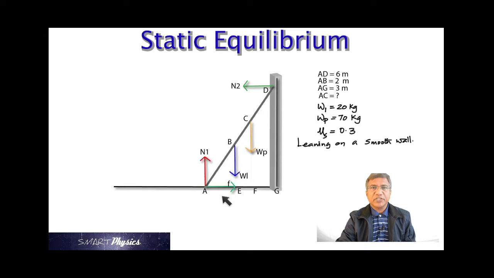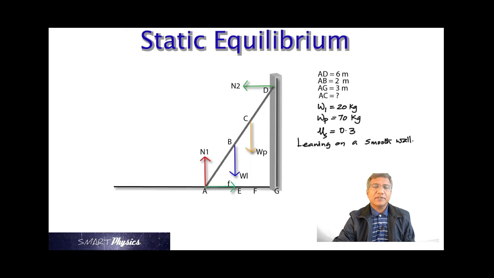F is the friction where the ladder touches the ground. And friction is opposite to the intended motion. Since the ladder could slip out, that's why the friction is towards the wall.